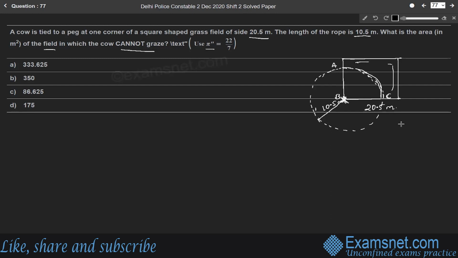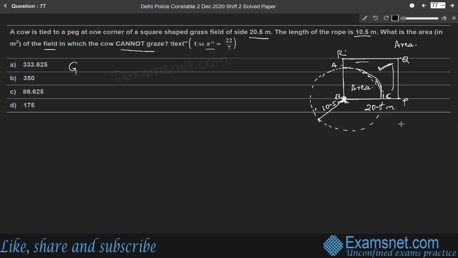Therefore, let it be PQR. So we have to find area of PQRAC. For that, we should know the area of the square and also area of the sector. If we subtract area of the sector from area of the square, we will get area of the remaining part of the square, right? That will be the answer. Therefore, let us start step by step.